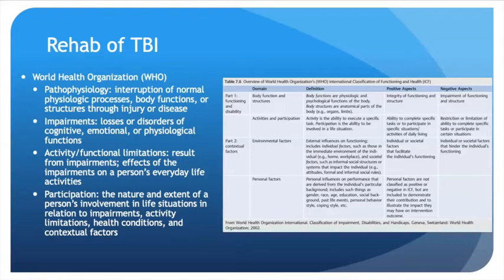And these are the effects of the impairments on a person's everyday life activities. And then there's participation. So that's the nature and extent of a person's involvement in life situations in relation to impairments, activity limitations, health conditions, and contextual factors. So the activity or functional limitations result from the impairment, which results from the pathophysiology. And then as a result of these activity or functional limitations, they might have reduced participation.